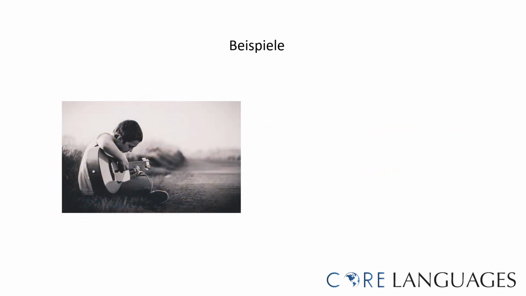Here's another sentence with basic word order. Der Junge spielt die Gitarre. The boy plays the guitar. Now I want to add how. And the new sentence would be, der Junge spielt schön die Gitarre. The boy plays beautifully the guitar.